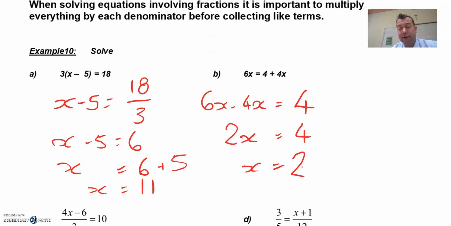How do I check that that's the correct answer? I come back, substitute in, see what happens. 6 lots of 2 equals 12. 4 lots of 2 equals 8. 4 plus 8 equals 12. All good. Solved. Done. X equals some value. That means solved. That's it for this video.